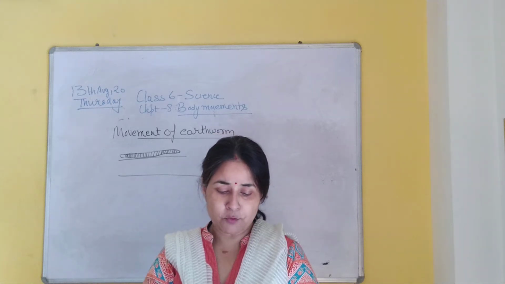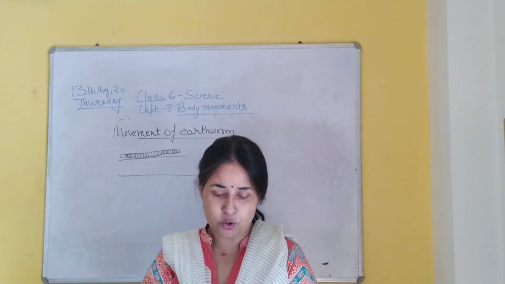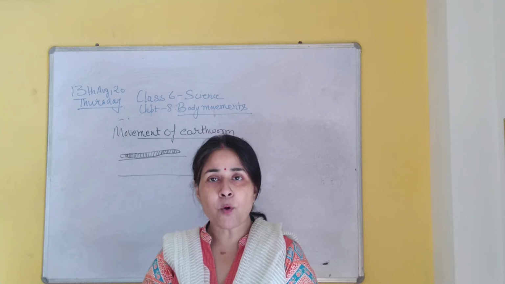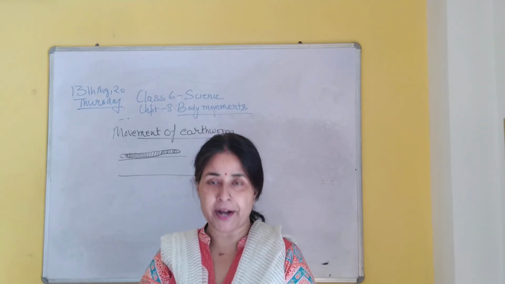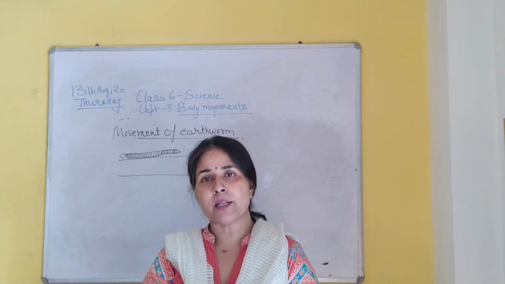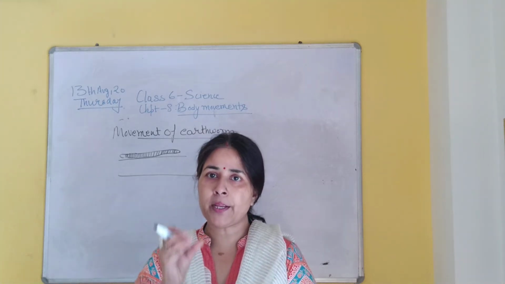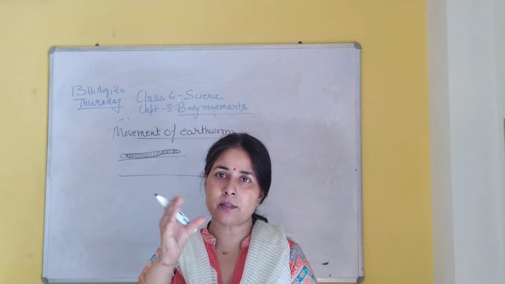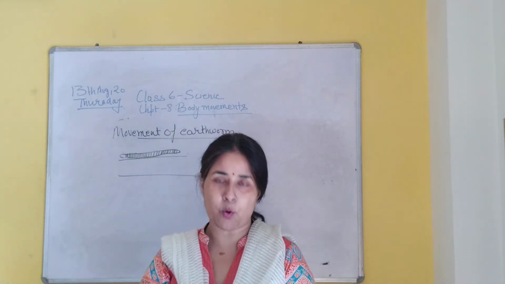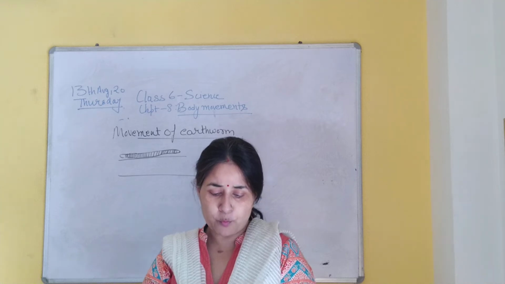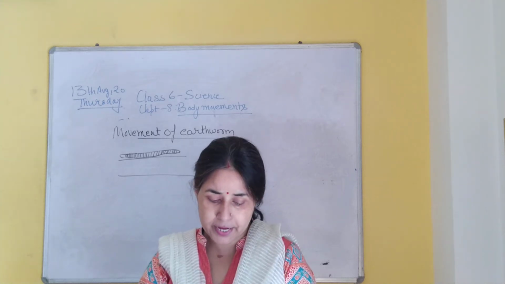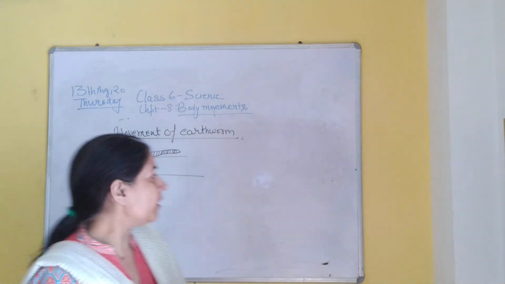The body of an earthworm is made up of many rings which are joined end to end. The earthworm does not have bones. It has muscles which help to extend and shorten the body. Now let us see how the earthworm moves. During movement, the earthworm first extends the front part of the body.